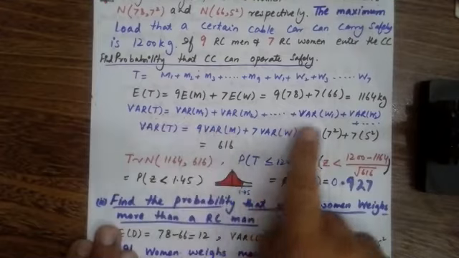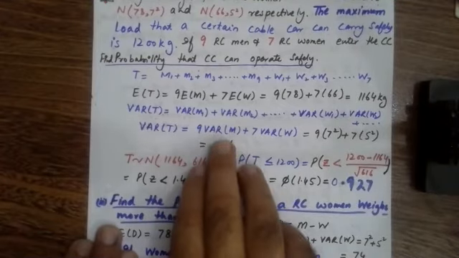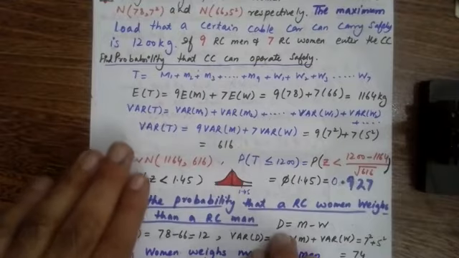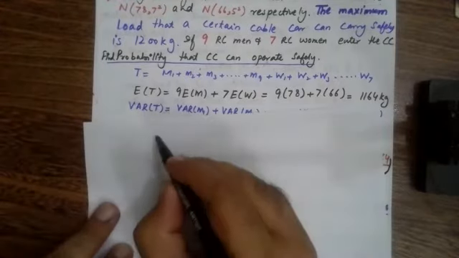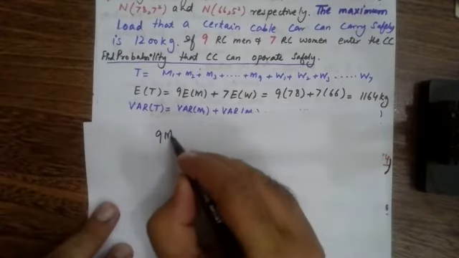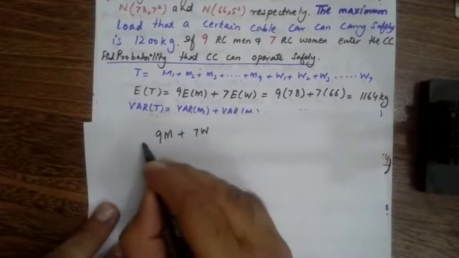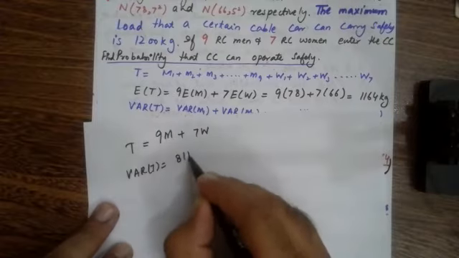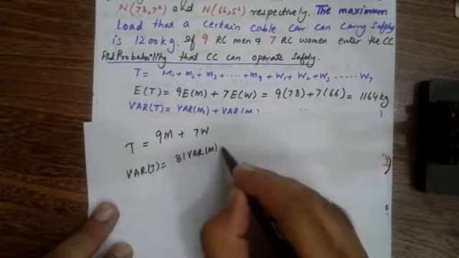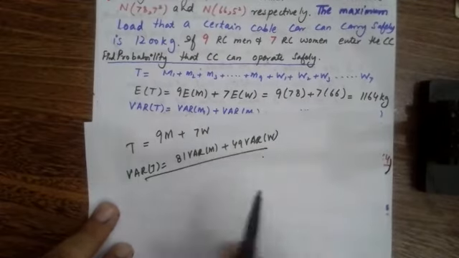Then I calculate the variance. The variance will be over here. The point that I want to mention, and the reason I have included this particular exercise, is that it's not the weight of one man multiplied by 9. Had it been the weight of one man multiplied by 9 and the weight of one woman multiplied by 7, we would have calculated the variance like this: 81 times the variance of men and 49 times the variance of women. But this is not the case over here.